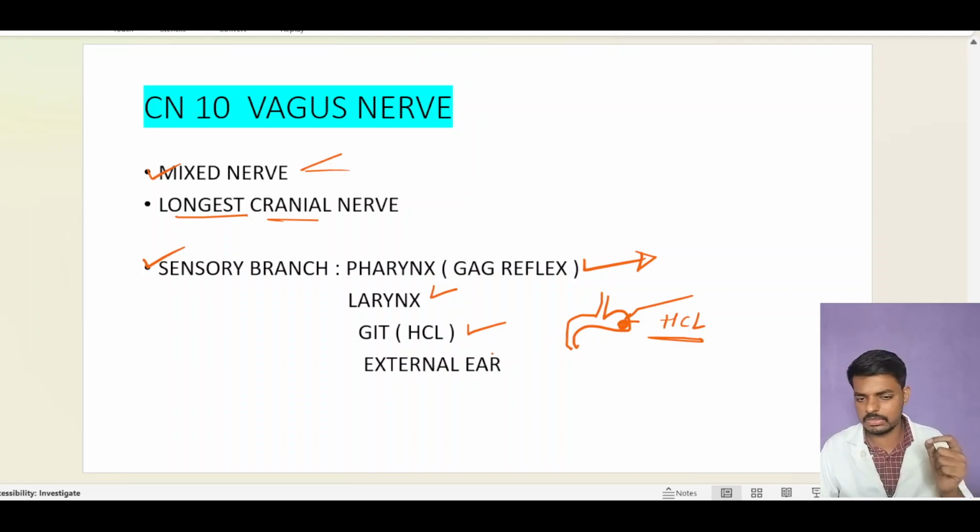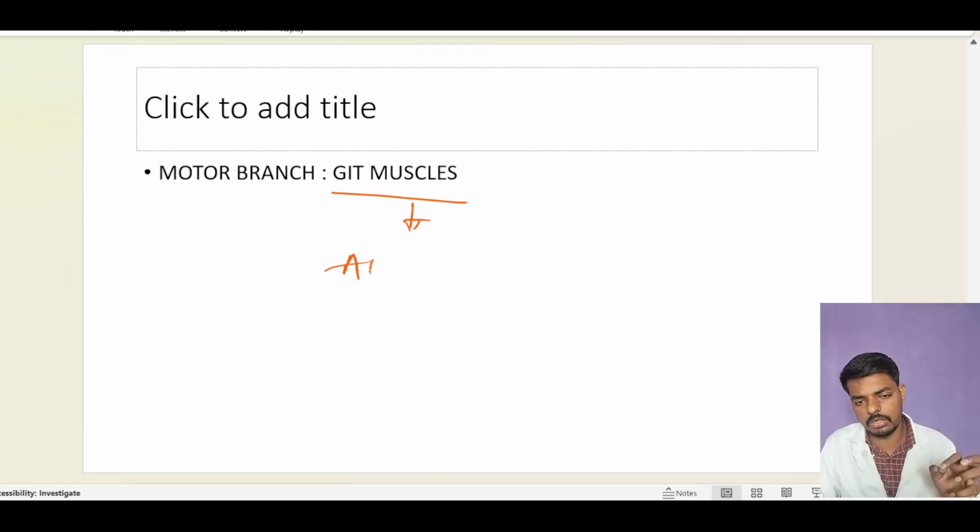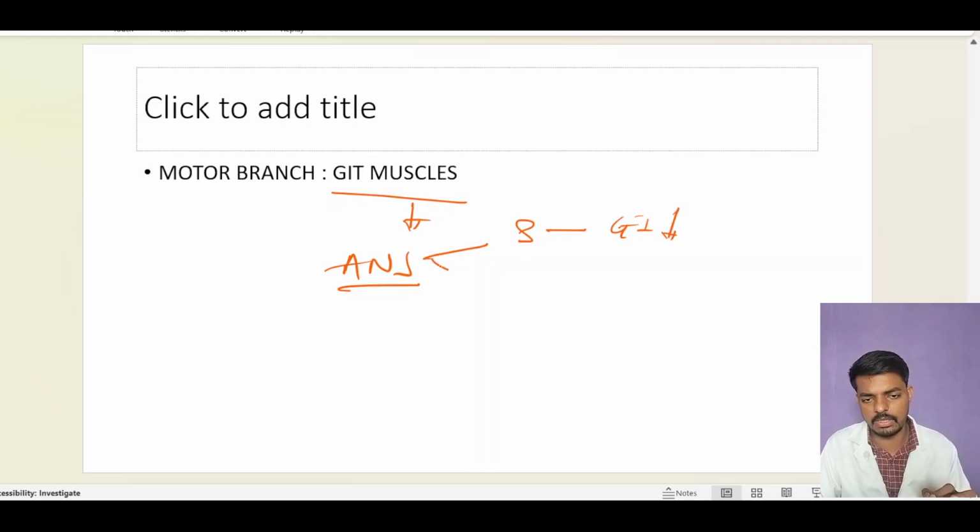And it supplies the external ear also, only for sensory function, only touch functions. Very important. And the motor branch of our vagus nerve supplies the GI muscles, which is responsible for peristaltic movement. Actually, peristaltic movement is under the autonomic nervous system, meaning it is not in our control. When the sympathetic nervous system is activated, GI system motility decreases, and when the parasympathetic nervous system is activated, our GI system activity increases.